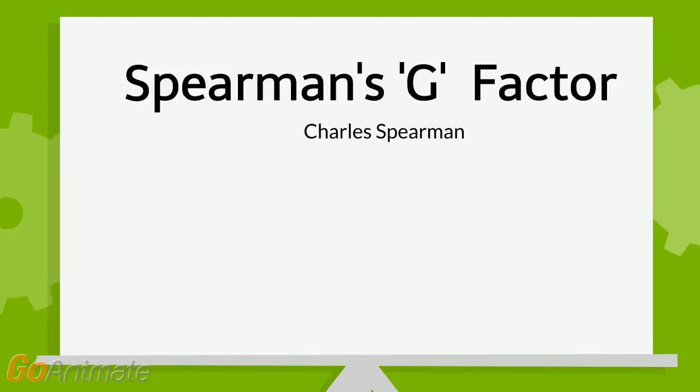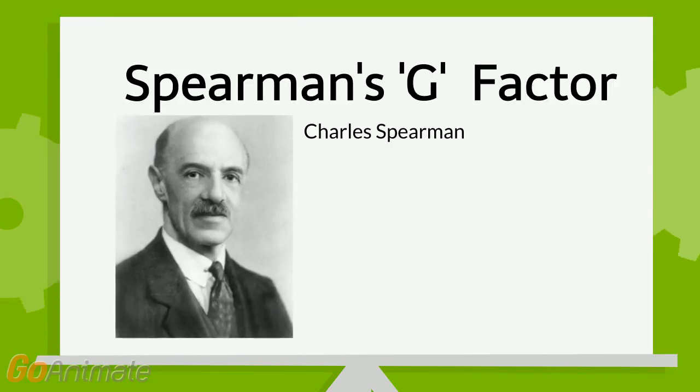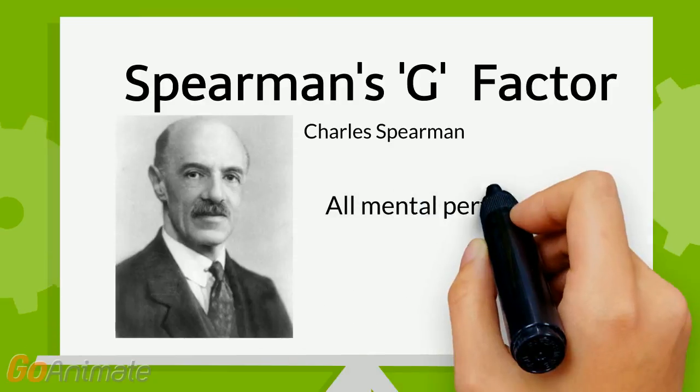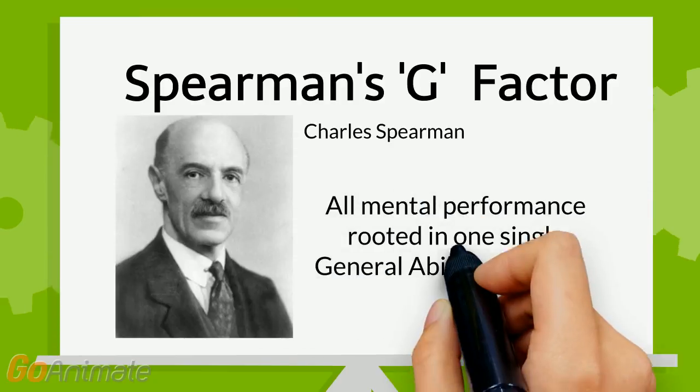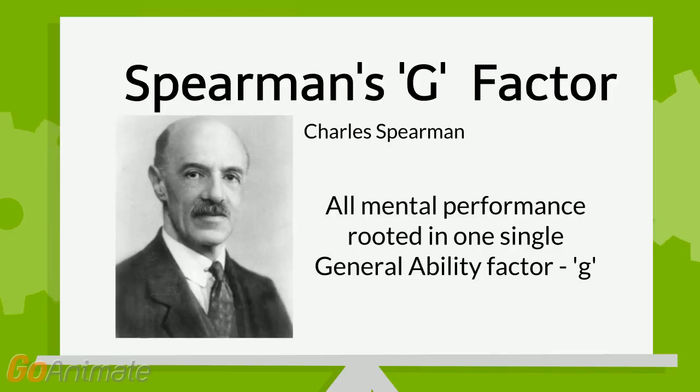The general intelligence factor, more commonly known as the G factor, was originally proposed by Charles Spearman. He observed that a child's performance ratings across unrelated school subjects were positively correlated. Through that, he proposed that these correlations reflected the influence of an underlying general mental ability that entered performance through all types of mental tests. Spearman suggested that all mental performance could be rooted in one single general ability factor, which he labelled G.